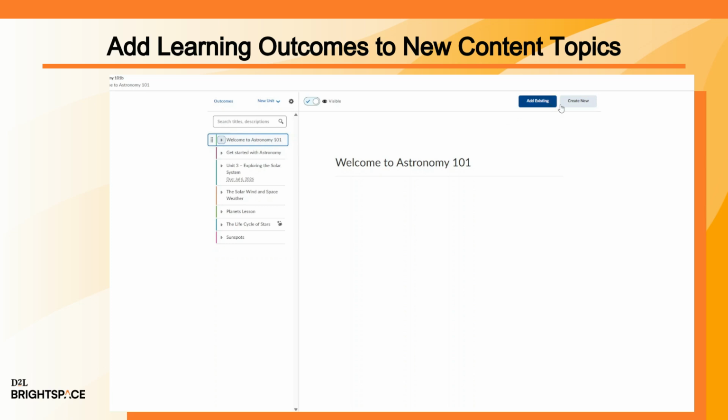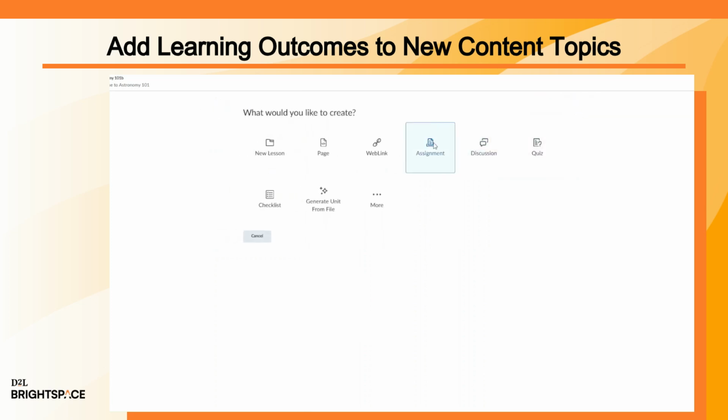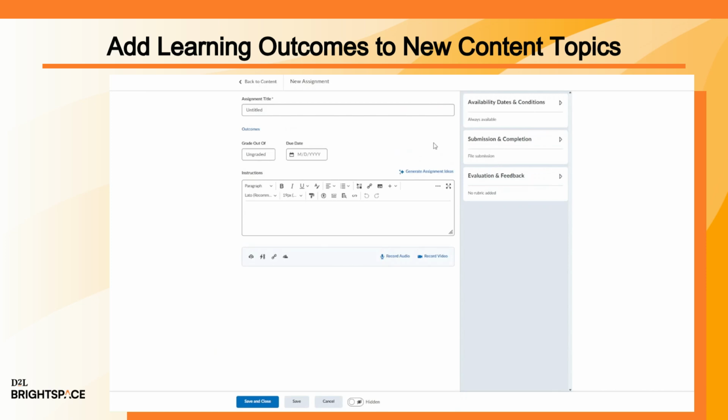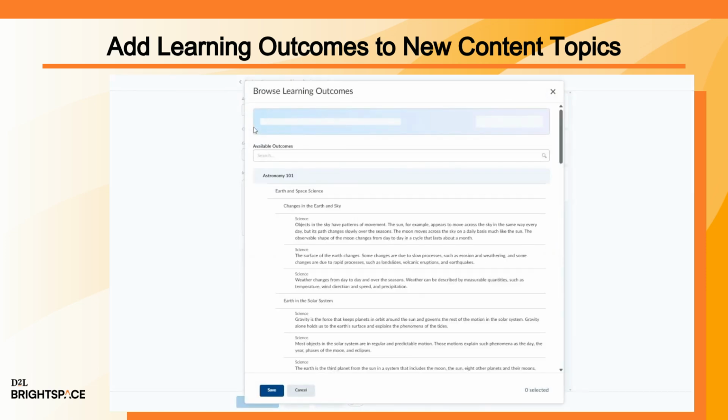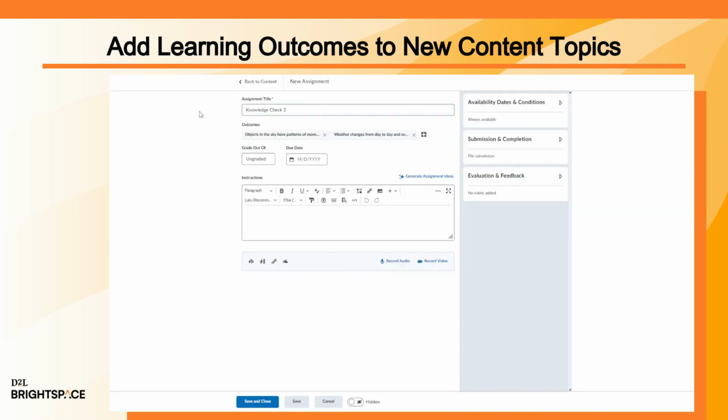To add learning outcomes to a new content topic, from Content, select the unit where you want to create the activity. Click Create New, and then choose a content type that supports learning outcomes. On the New Content Type page, click Outcomes. Select the checkboxes for the learning outcomes that align with your content topic. Click Save. When you've finished configuring the activity, click Save and Close.